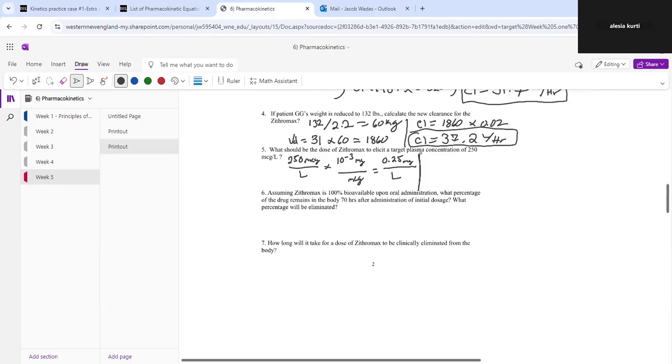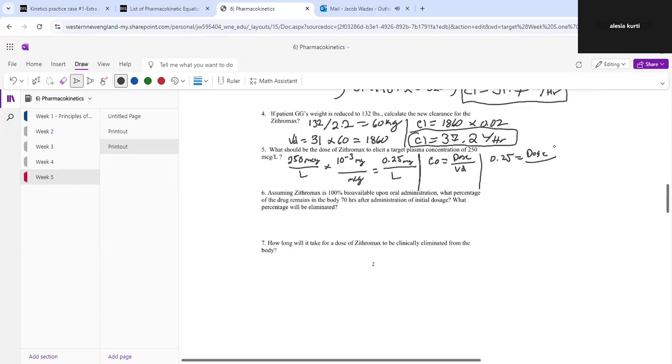initial concentration that we're looking at, we can use that equation that Ella said. So you do 0.25, or I'll just write the equation. So C0 equals dose over VD. 0.25 equals dose, and then what was the volume of distribution that we calculated?